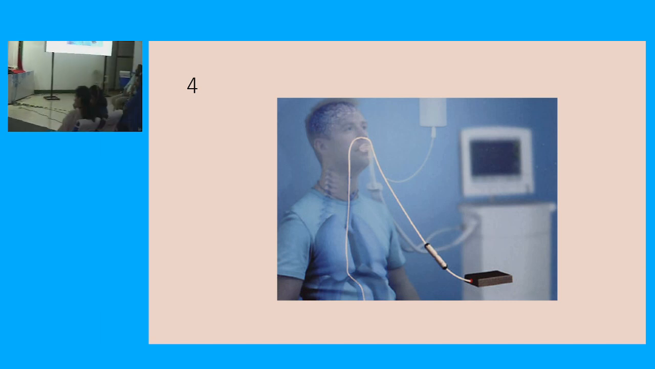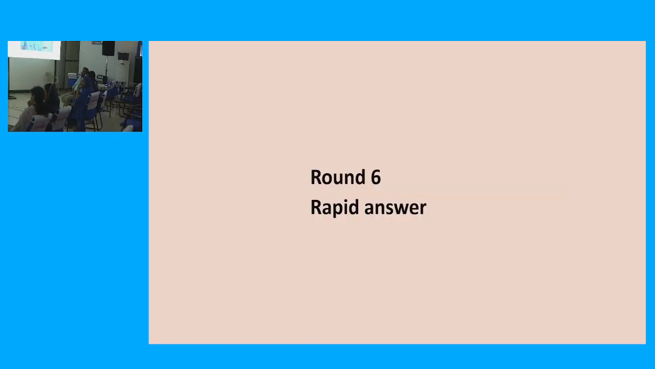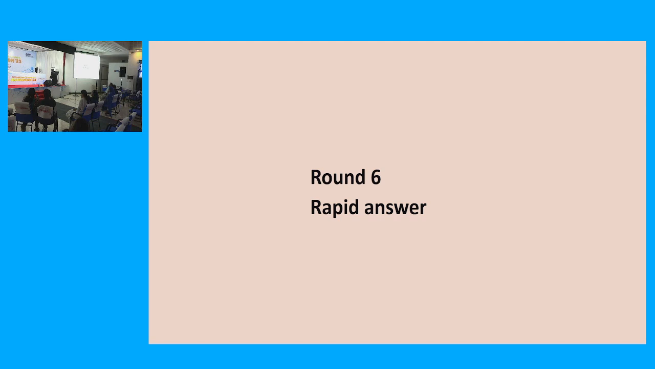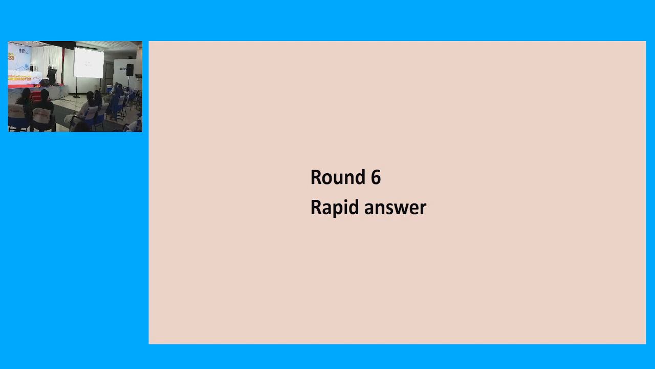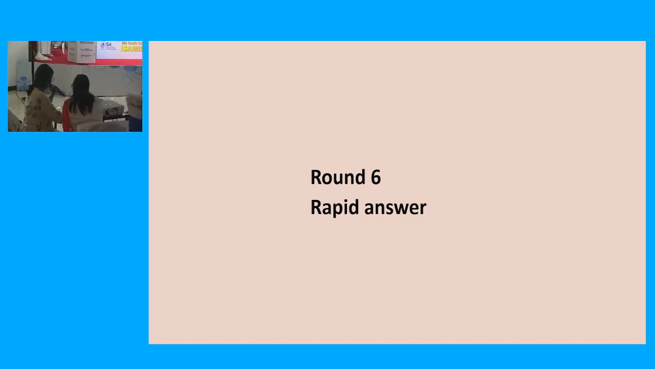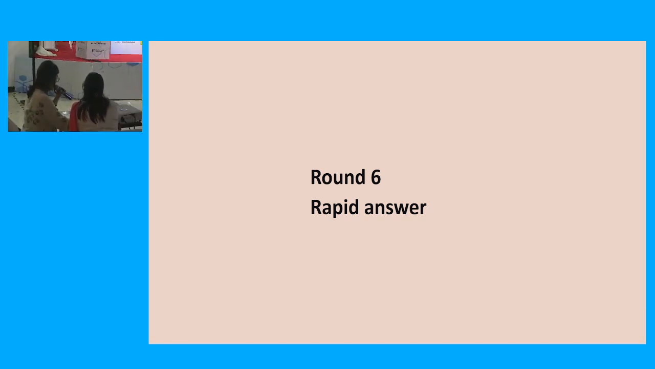So that completes our major rounds. Now we are ready for the rapid round. That's the last round. So what's the score now? Team A with 30 points, Team B with 55 points, Team C with 45 points, and Team D with 80 points. Okay.